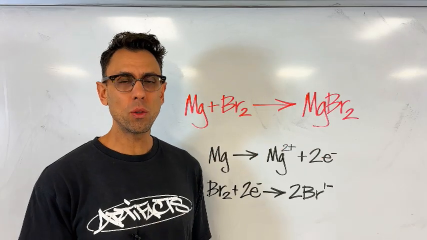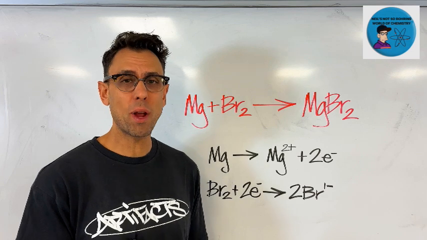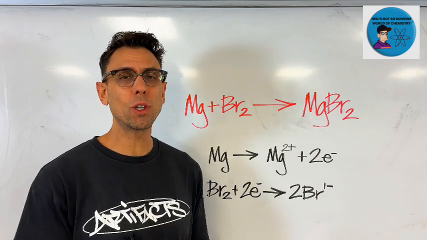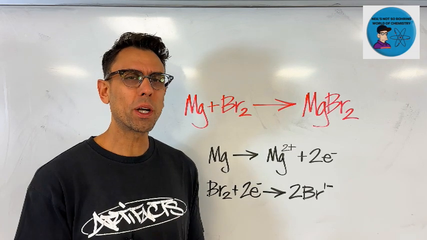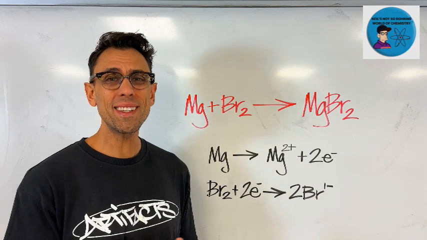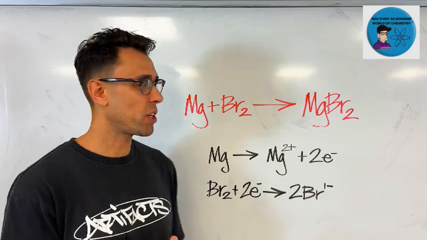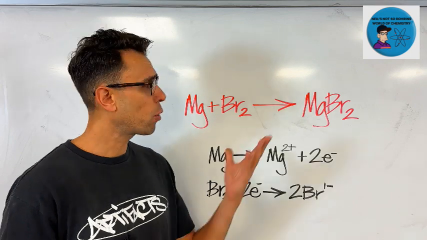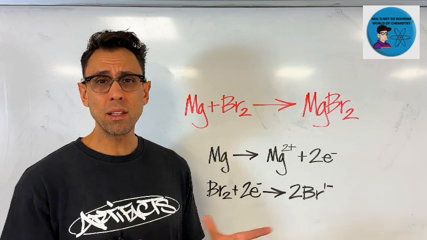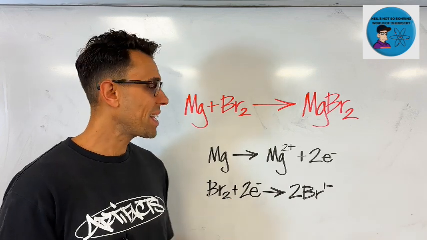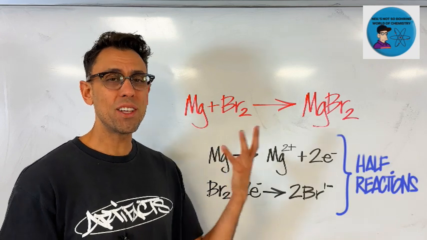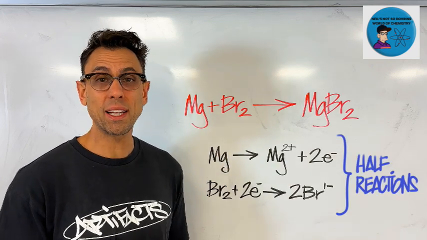Before I explain to you the process and steps we follow to write half reactions, I wanted you to just get eyes on what half reactions look like, so you get a sense of what we're going to work towards as a goal. Behind me, in red, you can see a balanced chemical equation for the synthesis reaction, the formation of magnesium bromide. So in red, we just have our regular balanced chemical equation. Now, beneath it in black, I've written the two half reactions for this redox reaction, the synthesis of magnesium bromide.